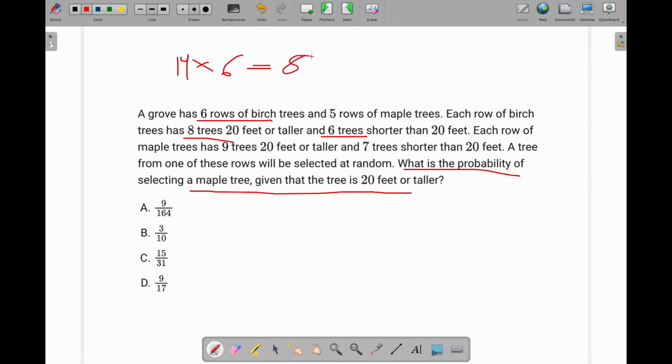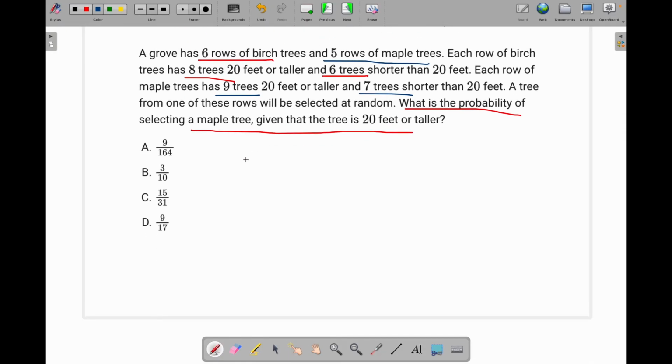That's from the rows of birch trees. Then we have 5 rows of maple trees. 9 are 20 feet or taller, and 7 of them are shorter than 20 feet. So it's just going to be 5 times 9 plus 7, which is just 16. 5 times 16 is just going to equal 80. And then we just add these two together, and we see that there's 164 trees total.